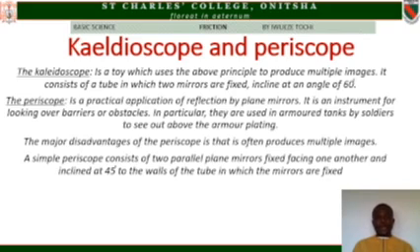Periscope. A periscope is a practical application of reflection by plane mirror. It is an instrument for looking over barriers or obstacles. In particular, they are used in armored tanks by soldiers to see out above the armored plating. So a periscope is constructed with plane mirrors, and the plane mirror is placed at an angle of 45 degrees.